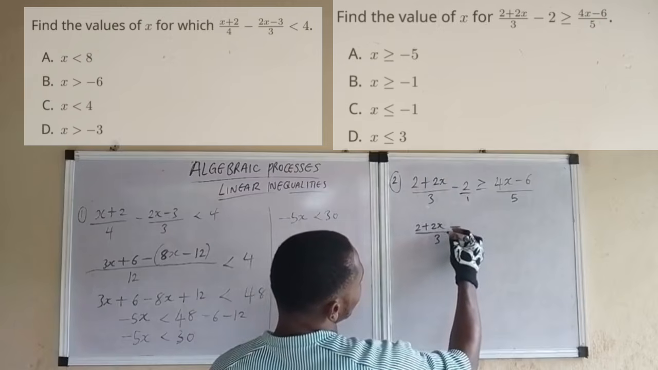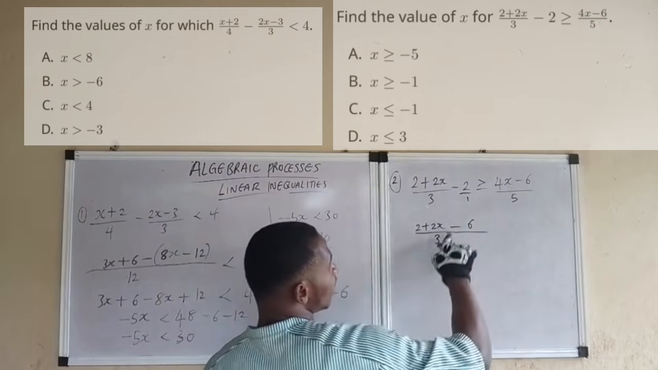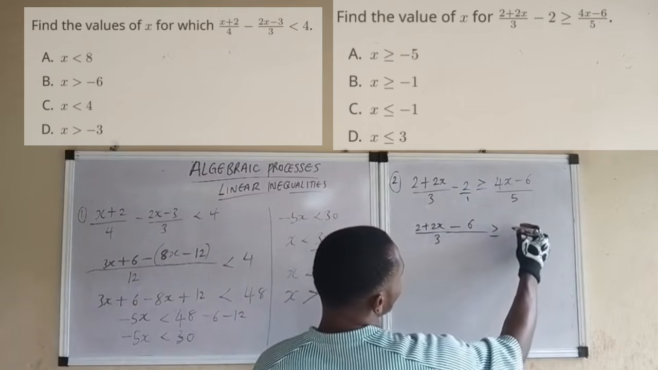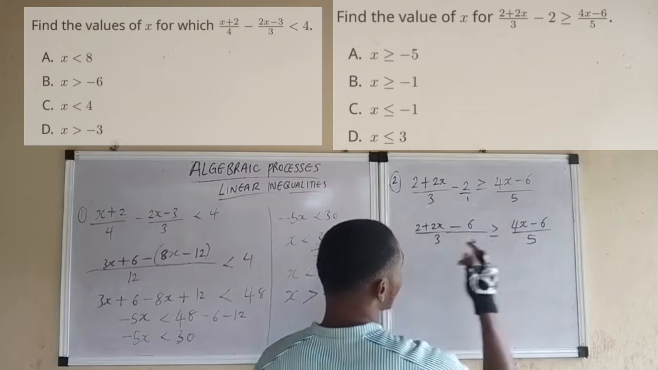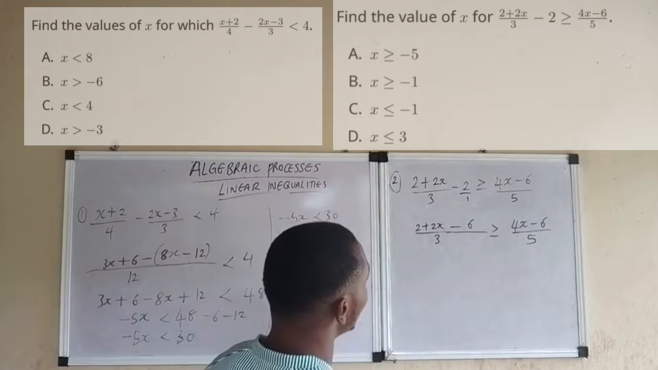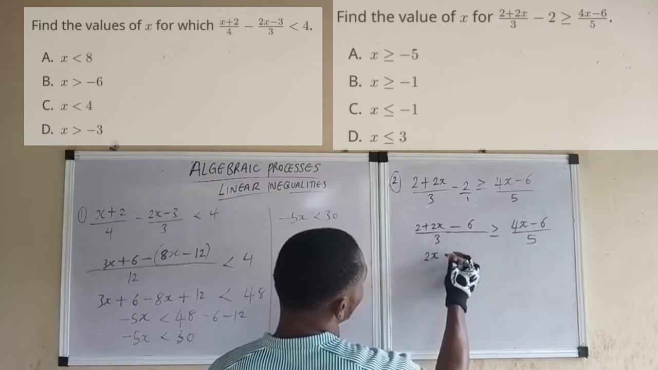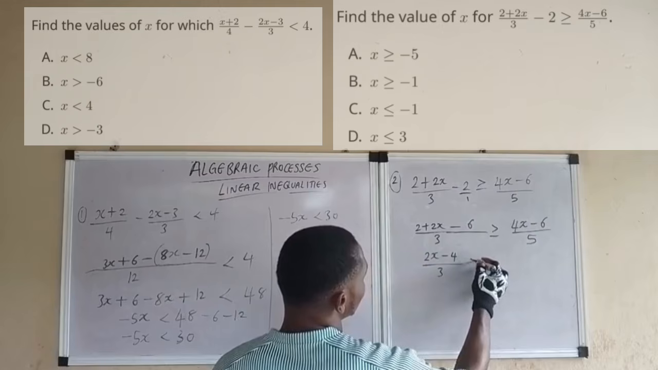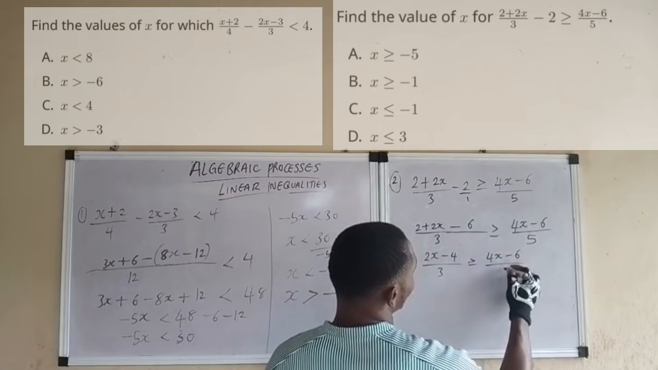Now, minus 6. How do we get 6? 3 divided by 1 is 3. 3 times 2, that's 6. All right, so greater than or equals to 4x minus 6 over 5. Do you understand? So we are going to simplify this numerator before we cross multiply. So we're having 2x minus 4 over 3 greater than or equals to 4x minus 6 over 5.